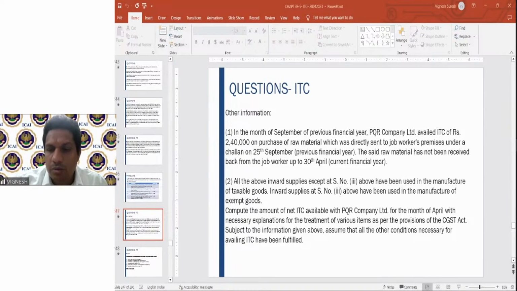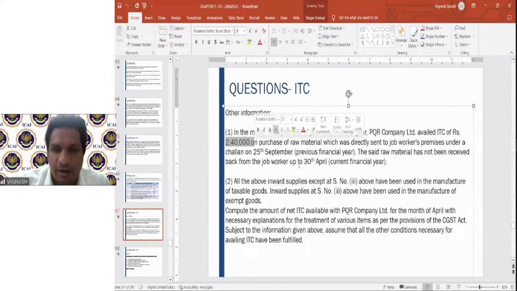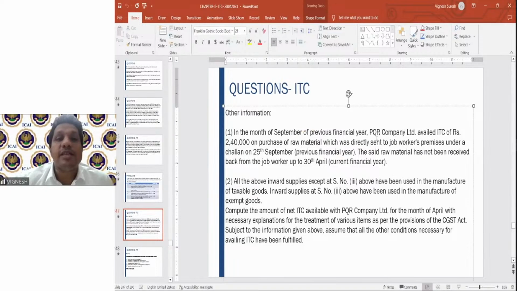Okay, so what does it say? 2 lakh for previous financial year, availed ITC of 2 lakh 47. He has already availed it in the 25th financial year. The same has not been received back up to 30th April of the current financial year.